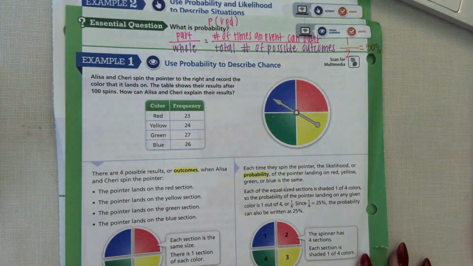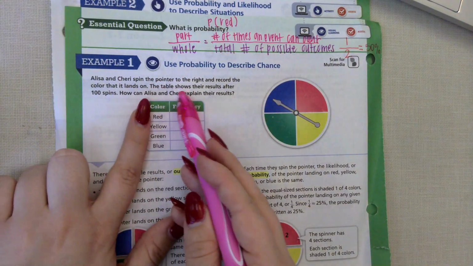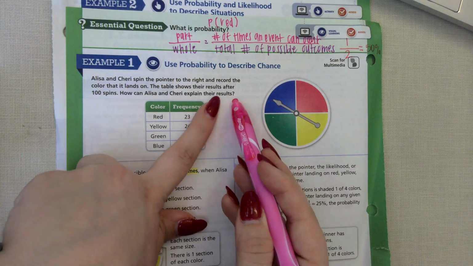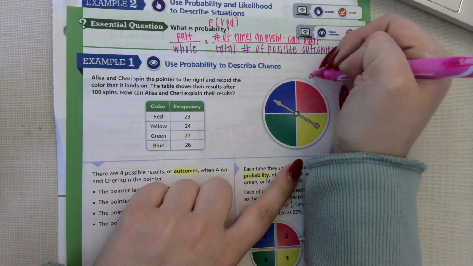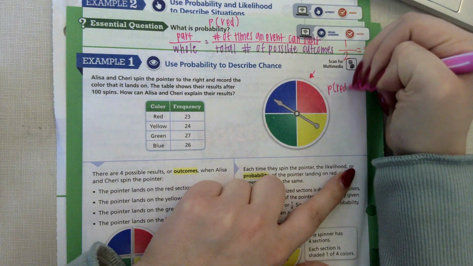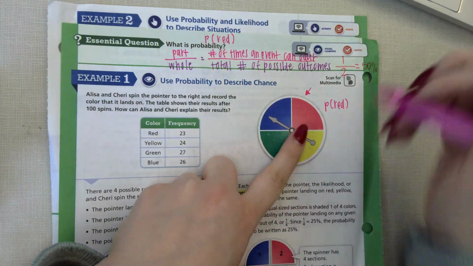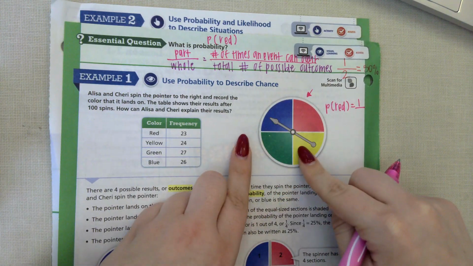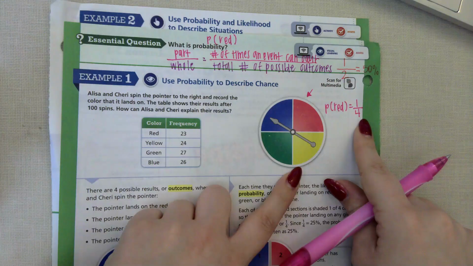So if we look at example 1, it says, Allison and Sherry spin the pointer to the right and record the color that it lands on. The table shows the results after 100 spins. How can Alyssa and Sherry explain their results? So first of all, I need to look at this and figure out what the probability is of landing on each color. So the probability of landing on red, there's one red, so my number of times an event can occur, once, over my total number of outcomes. There's 1, 2, 3, 4 sides or colors to the spinner. So my probability of red is 1/4.